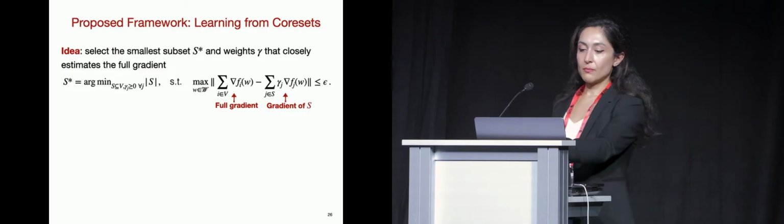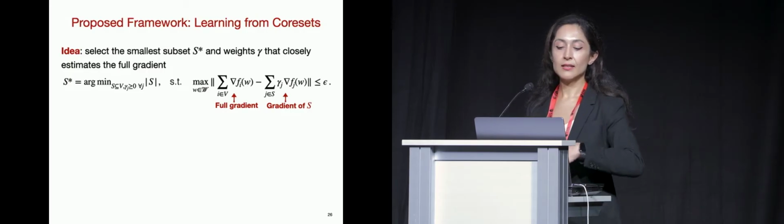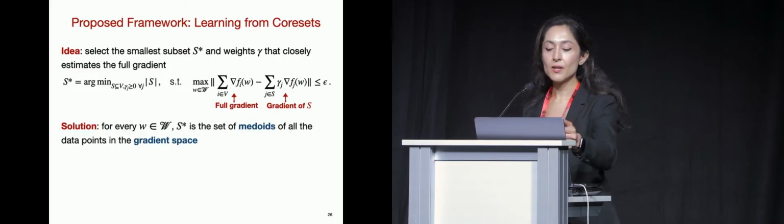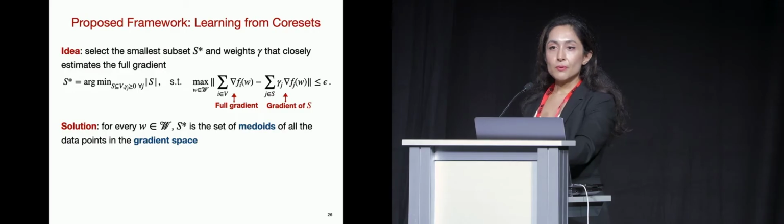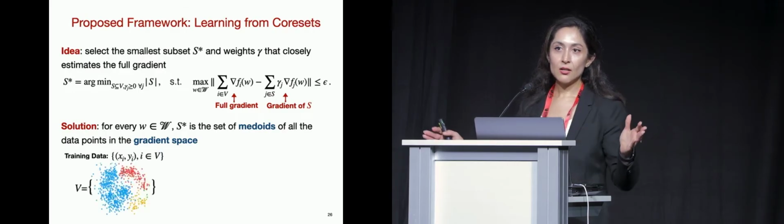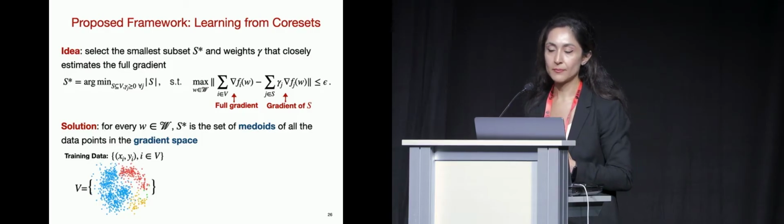So now, technically, we want to minimize the difference between the gradient of the subset, and assume that we can also weight the examples in the subset too. Minimize the difference between the weighted gradient of the subset and the gradient of the full data. And we can tolerate an epsilon error. During the training, we want this to hold.